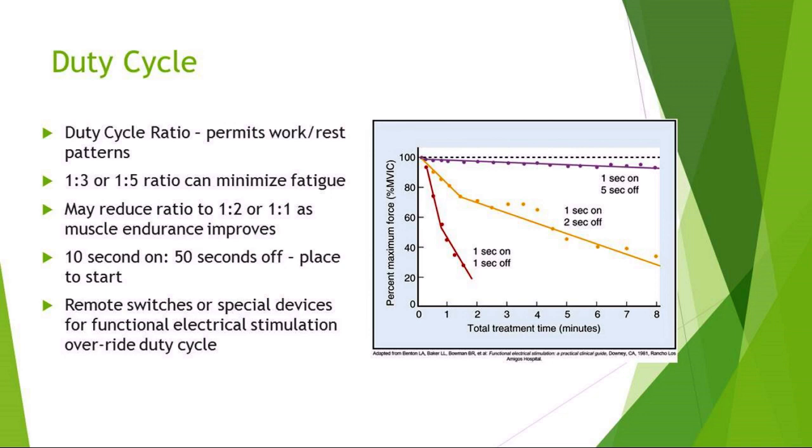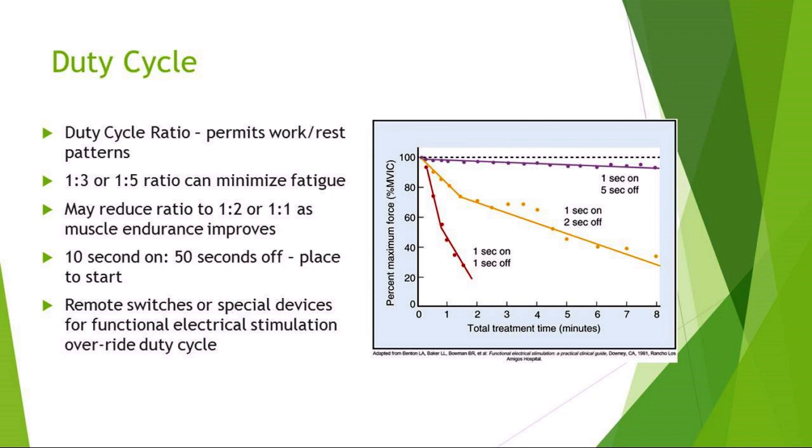If you're doing 1 second on, 5 seconds off, how many muscle contractions are you going to get in a given time period? A lot of times in a treatment session, you're not going for a certain time period, you're going for a certain number of muscle contractions. And then you have to do the math to figure it out on the duty cycle. As the muscle endurance improves, you might reduce the ratio to 1 to 2 or 1 to 1. Or if you're deliberately trying to fatigue the muscle, you might do a 1 to 1.